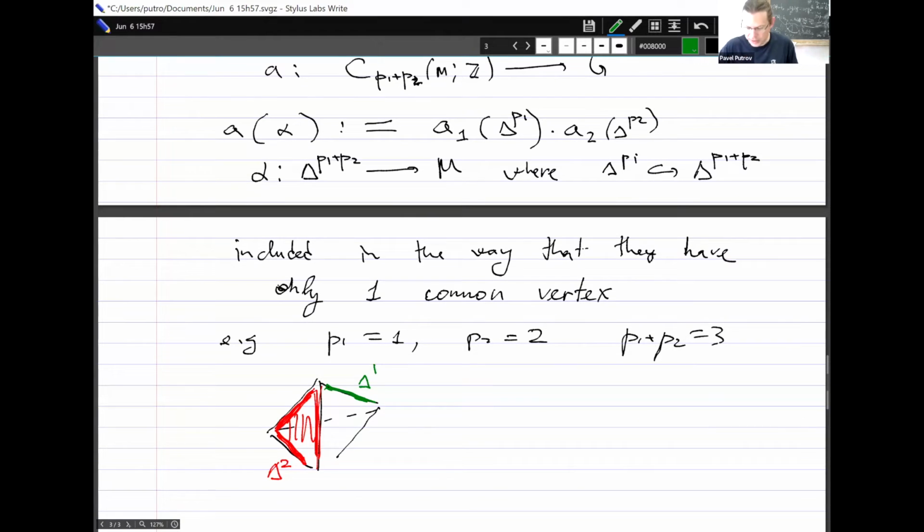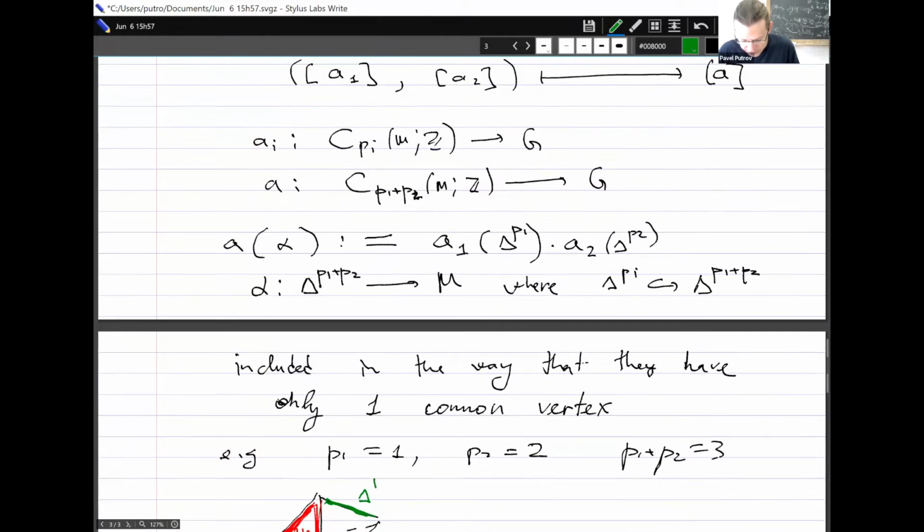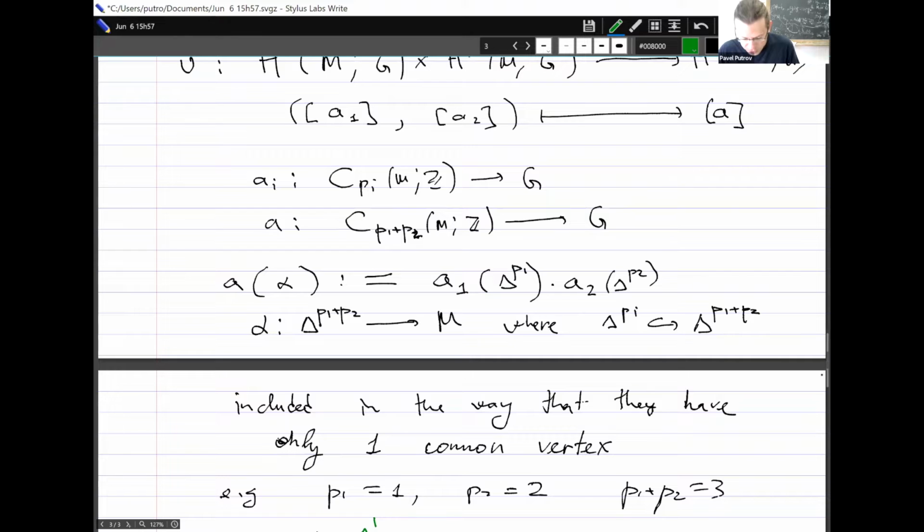Yeah, this is basically the definition. Then we define the cochain this way, and one can check that if A1 and A2 were closed, because they represented some classes in cohomology, this will imply that A will be closed, so it will represent a certain class in cohomology.